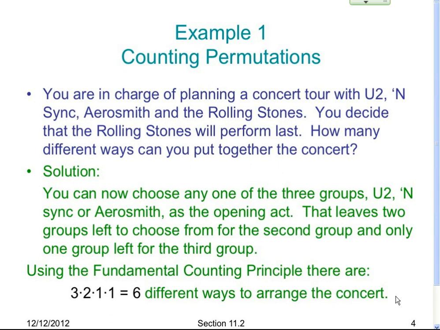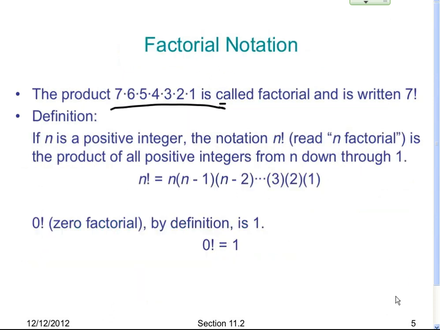When we have something like 7 times 6 times 5 times 4 times 3 times 2 times 1, a shortcut way of writing that is factorial. We put an exclamation point and it's read factorial. In math, the exclamation point is factorial. The definition: if I have 0 factorial, that is not 0. In math, 0 factorial is 1. Something you just need to remember.